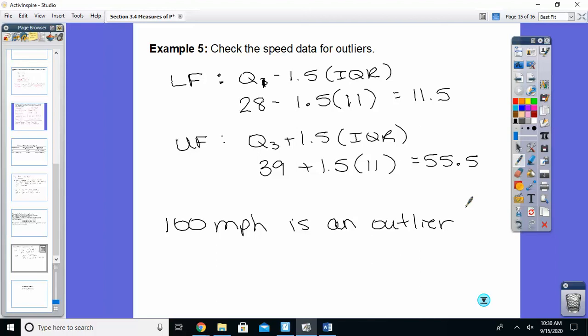Any questions there? It's mostly relying on the calculator, putting in your data and getting all of your information from there. So make sure when you enter your data sets in the calculator, you are entering all of them correctly.